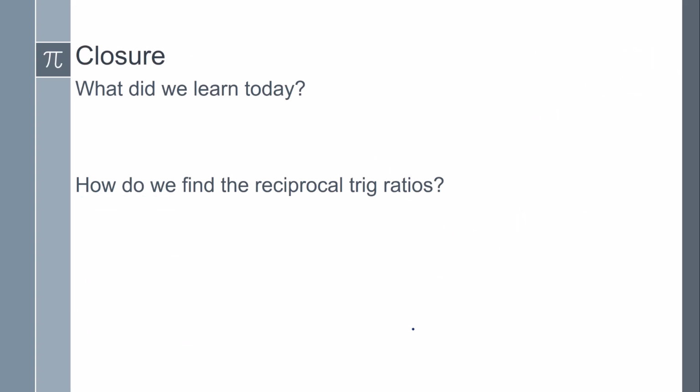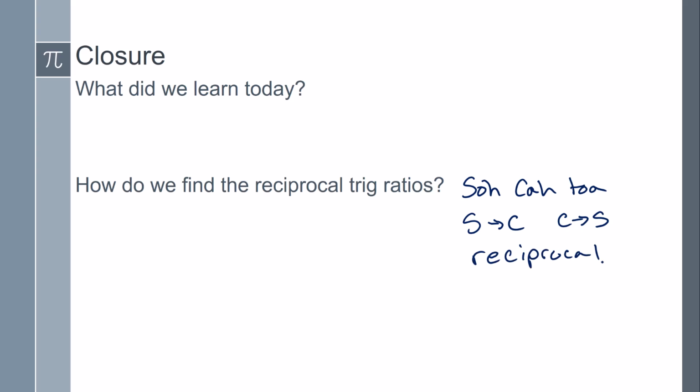So what did we learn today? We talked about the other three trig ratios. So now we know all six of them: sine, cosine, tangent, cosecant, secant, cotangent. And how do we find those reciprocal trig ratios? Well, first, you find the sine, cosine, or tangent ratio. And then, S goes to C, C goes to S, so you know which one it associates with. And then you do the reciprocal, which means you flip it.